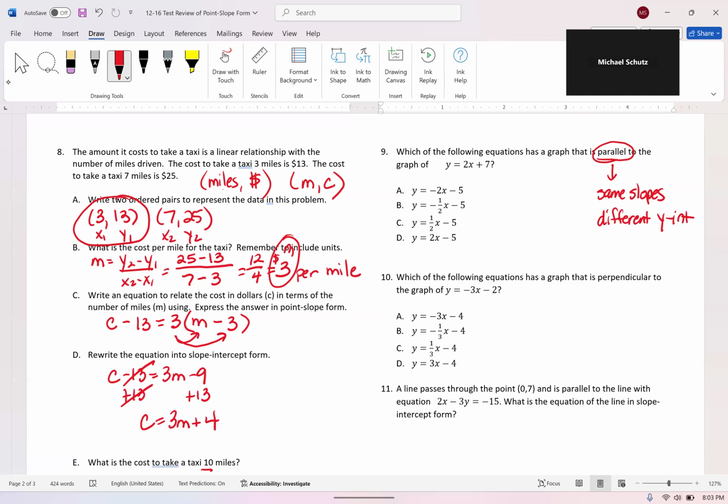All right, the slope of this line is 2, and there is only one other line in this answer choice that has 2. So D is the correct answer.